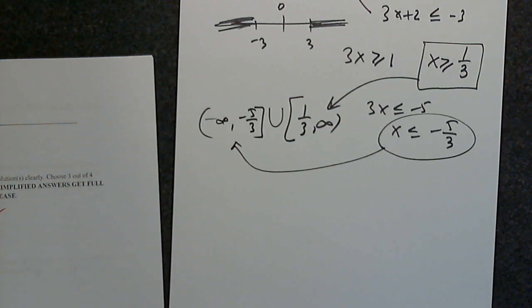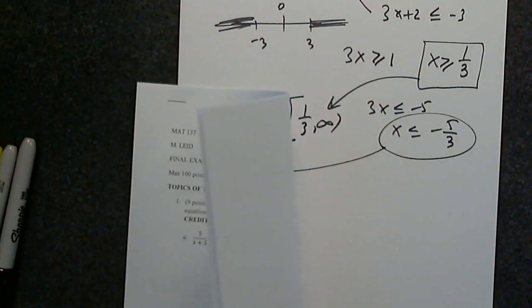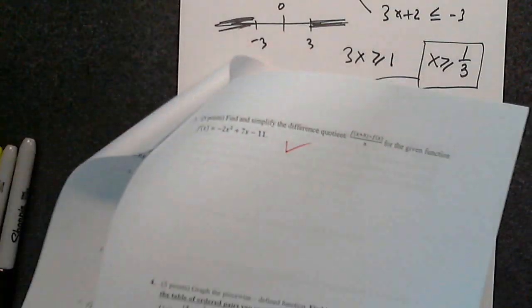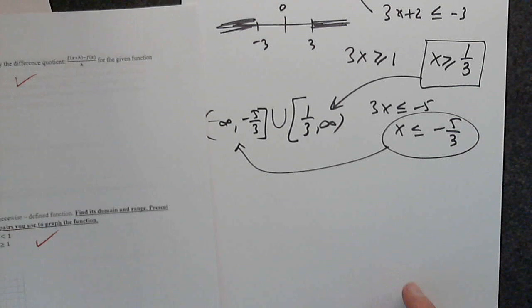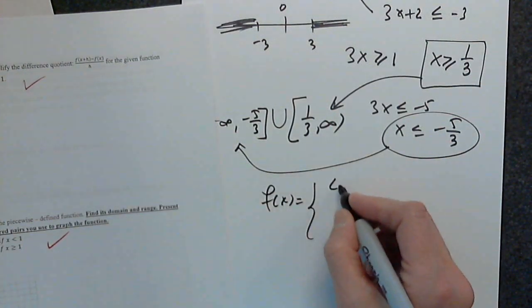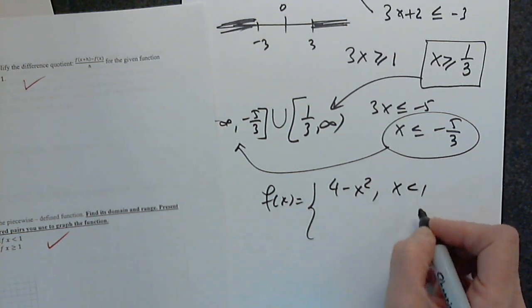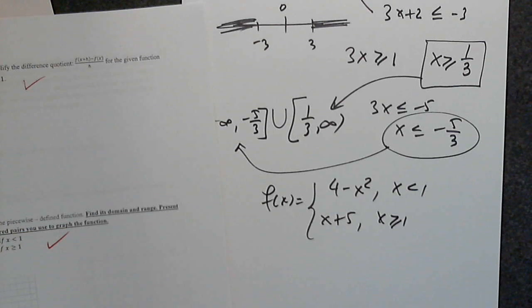Which one? Yes, Marcus, please. Number 4. So let's take a look at number 4. The piecewise defined function? Okay, very good. So for the piecewise defined function, we have f of x, which is 4 minus x squared for x less than 1, or x plus 5 for x greater than or equal to 1.